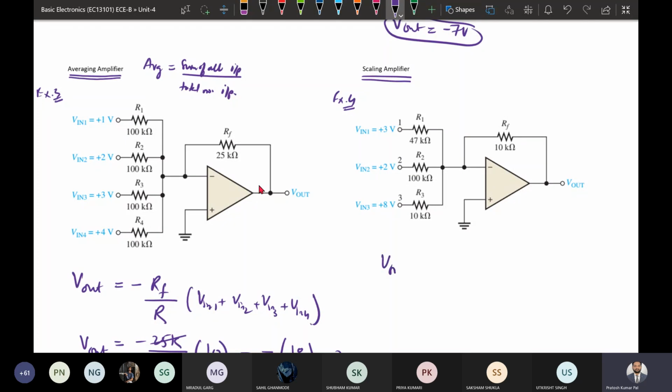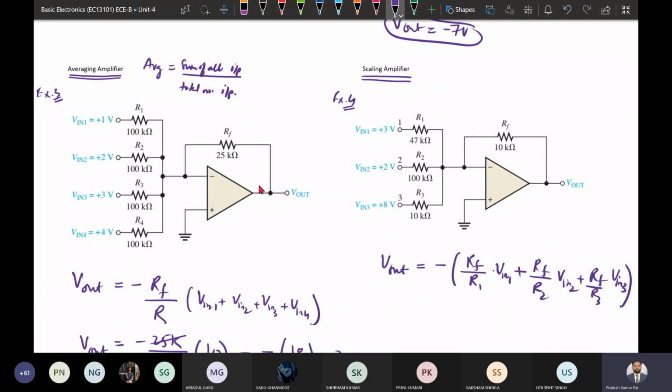So here scaling means V output is minus, first one will be RF divided by R1 into V input 1, plus second one is RF divided by R2, V input 2, plus RF divided by R3, V input 3. So this is the generalized expression.